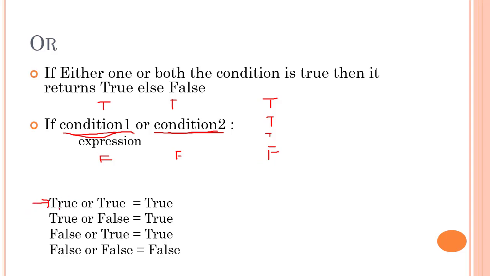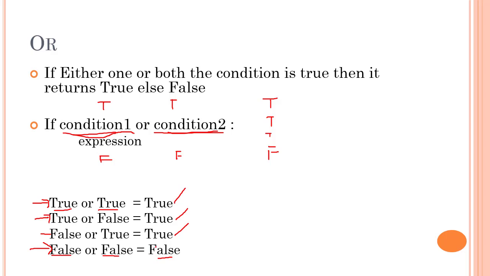So if condition 1 is true and condition 2 is also true, then we will get a complete answer of true. If condition 1 is true and 2 is false, we get true again. If condition 1 is false and condition 2 is true, we again get true. Same thing, if both conditions are false, that is false or false, it will return false.